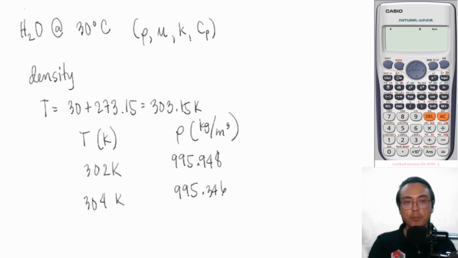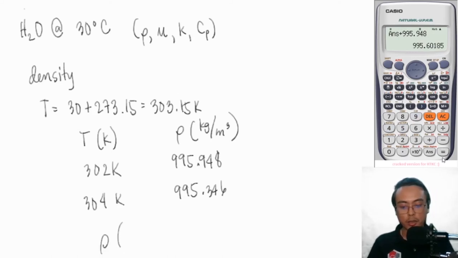So let's interpolate. Our temperature is 303.15 Kelvin. That's minus 302 divided by 304 minus 302. Now we multiply this to the difference in densities. That's 995.346 minus 995.948 plus 995.948. That is the density of water at 30 degrees Celsius. That is 995.602 kilograms per cubic meter.